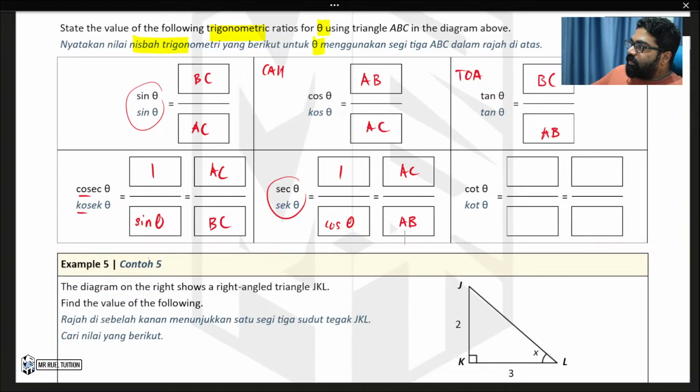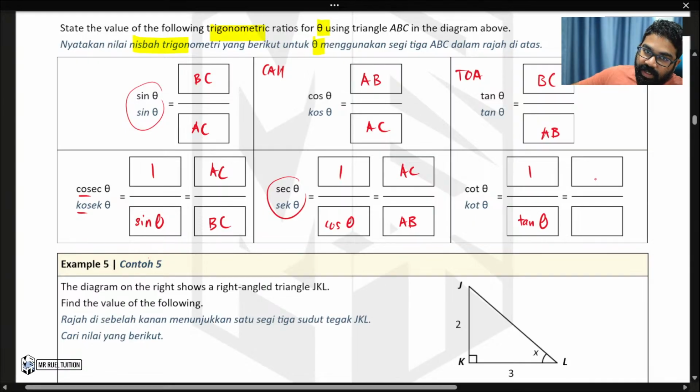And then we have cotangent. What is cotangent? Cotangent will be 1 over tangent theta, which is the reciprocal, AB over BC. BC is adjacent. There's no hypotenuse here. Okay?